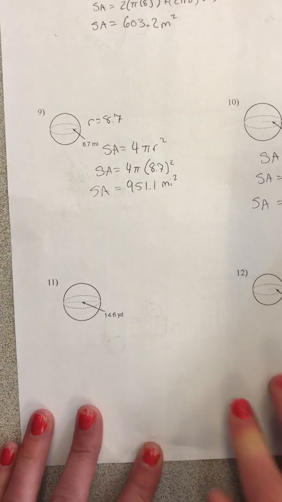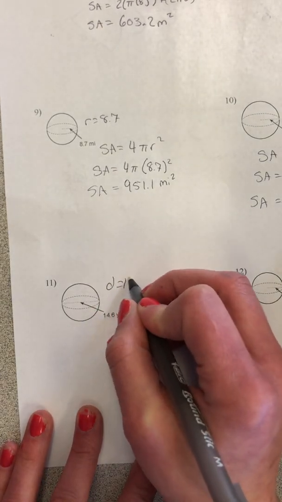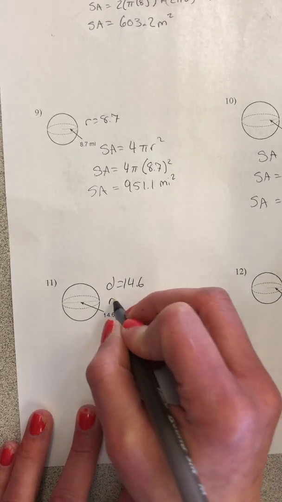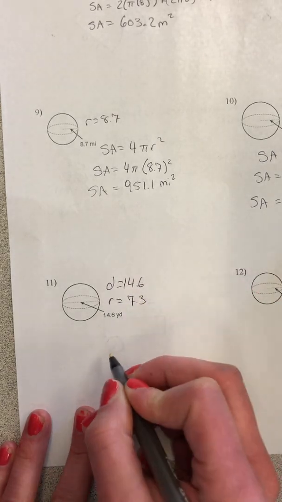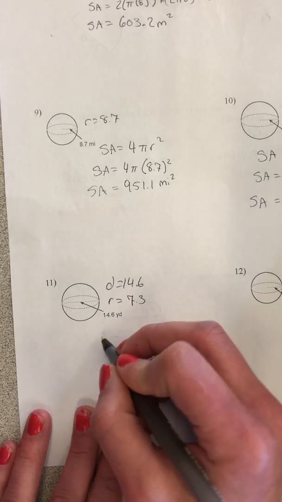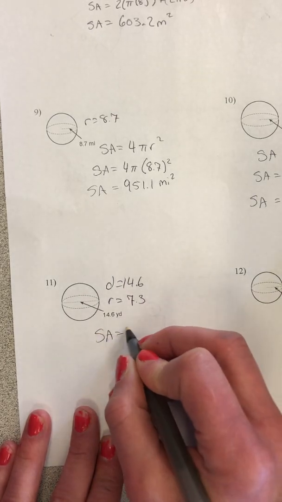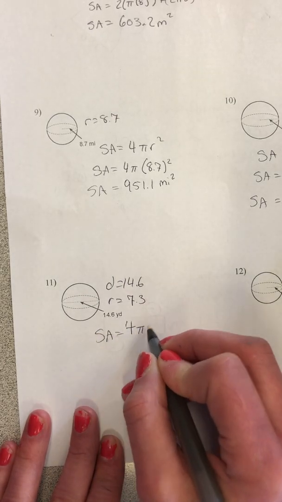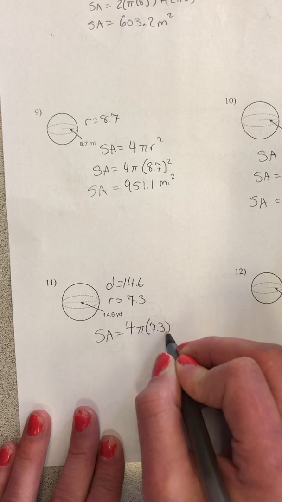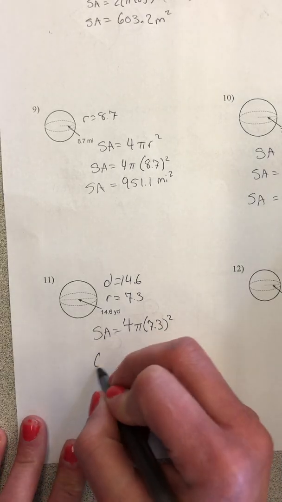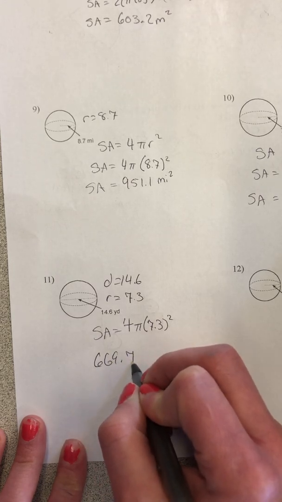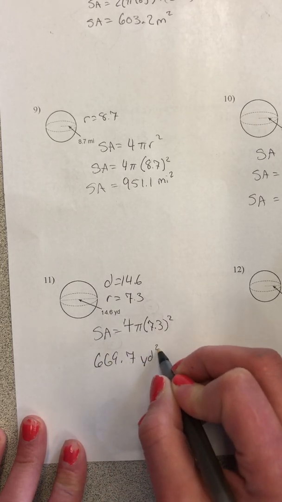Let's look at number 11. So we have our diameter, which is 14.6. Half of that is your radius. Well, half of 14.6 is going to be 7.3. Now that we have our radius, we're going to use our surface area formula, which is 4 pi times the radius squared. So we're going to do 4 times pi times 7.3 squared, which gives me 669.7 yards squared.